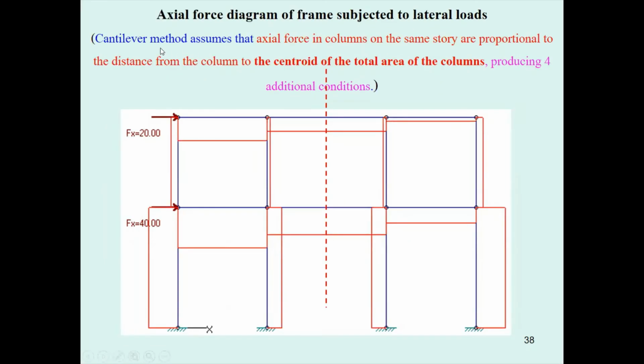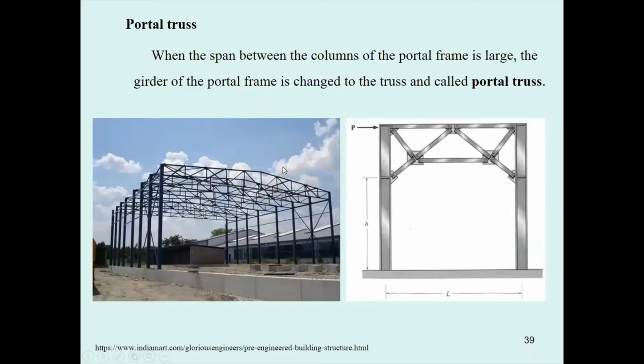And for the Cantilever method, the axial forces in the columns on the same story are proportional to the distance from the centroid of the total area of the columns, and the distribution of the force on the edge columns will be larger than on the interior columns. And I will be talking about this later.